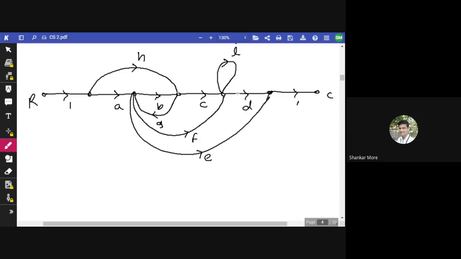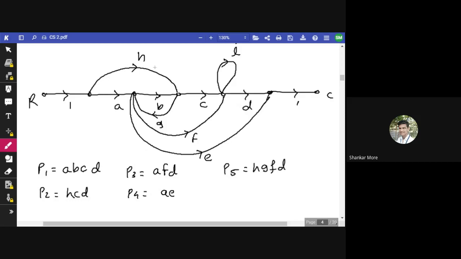So I will list here how many forward paths are there. P1 जो है वो है A B C D. P2 जो हमारा था वो आपने बताया H C D. P3 जो है वो है A F D. P4 we have is A E, A and simply E. Then we have P5 as H G F D. And last one we have P6 is H G E. This is H, this is G, and this is E.